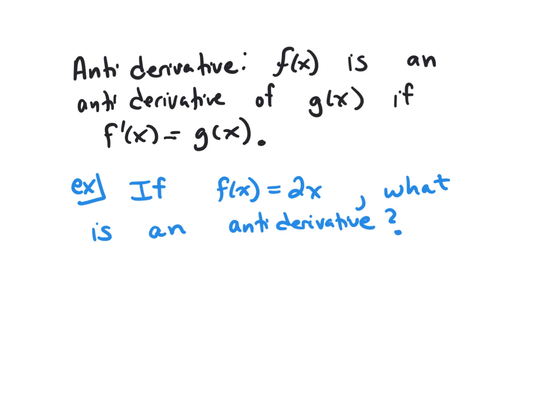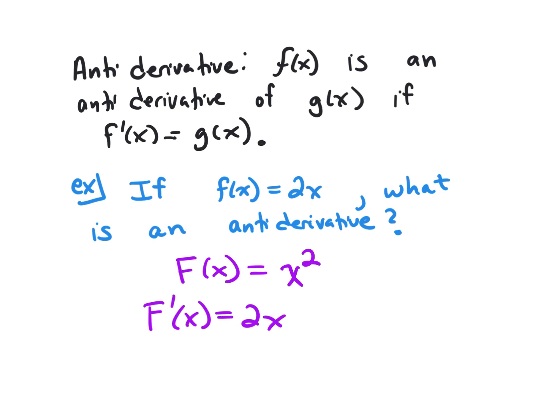Some of them will be quite simple, like this one. If f of x equals 2x, what is an antiderivative of this function? And there are lots of antiderivatives, as we will see. A lot of times we'll use the big capital F symbol for antiderivatives. So what function has a derivative of 2x? Well, that's a pretty simple one. We know x squared has a derivative of f of x. So if I take the derivative of the antiderivative, I should get the function I started with.